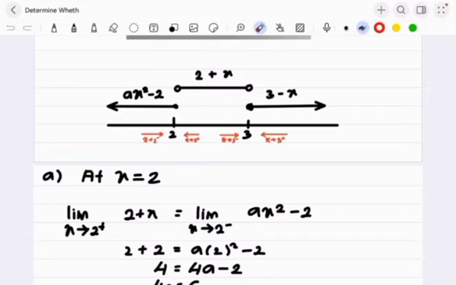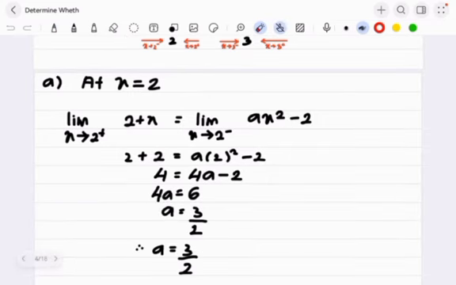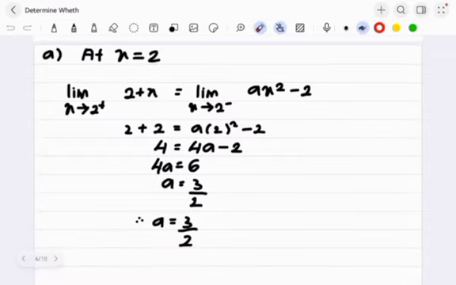So the limit as x approaches 2 from the right, 2 plus x, equals the limit as x approaches 2 from the left, a x squared minus 2. When you substitute 2, you will get 2 plus 2 equals a times 2 squared minus 2. So 4 equals 4a minus 2. 4a equals 6 and a equals 3 over 2. So a equals 3 over 2. That is your final answer.